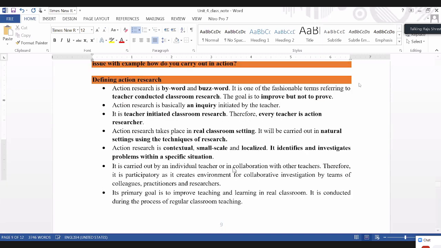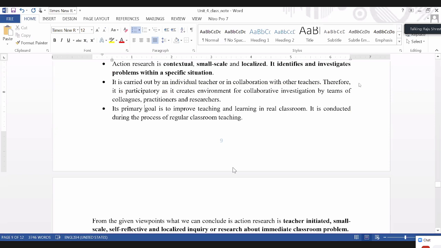So in this way we understand the primary goal. We understand this is to improve the teaching and learning in the real classroom. It is conducted during the process of regular teaching. When we are teaching, at the same time we carry out action research. So most of the teachers feel that action research is an extra load. Doing action research is an extra load, time consuming, takes a lot of time, requires preparation time, you have to be well prepared, more active, time consuming, an extra load.